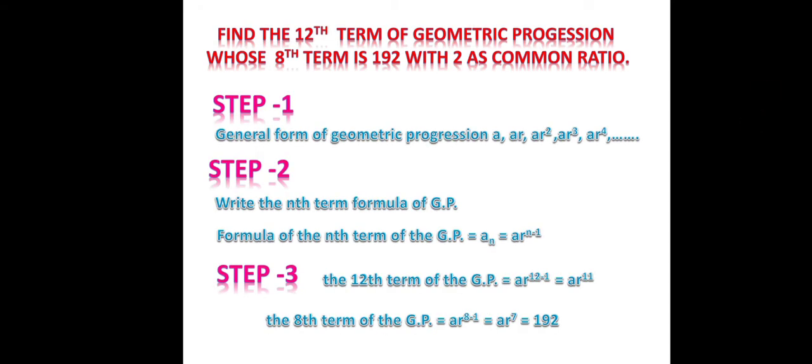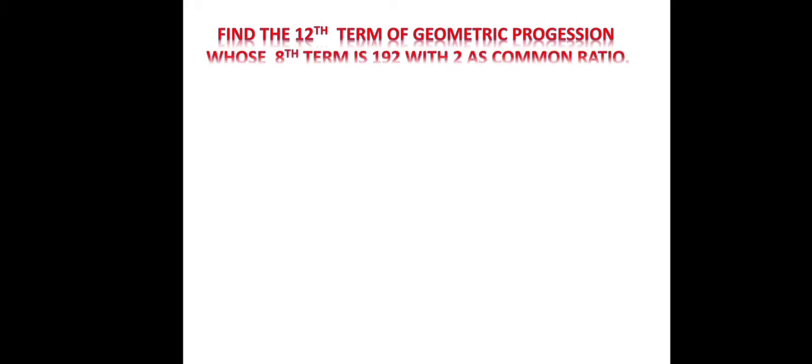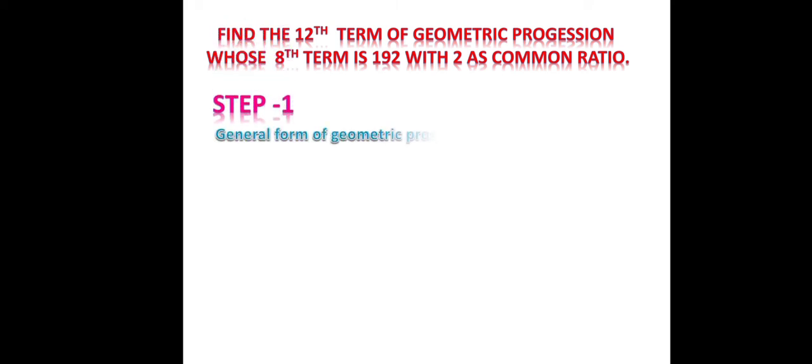So students, hope you followed, and we will continue by taking another problem where we need to find the 12th term of the GP when the 8th term is 192 and the common ratio is 2. So here, as earlier, we will consider the general form of the GP: A, AR, AR square, AR cube and so on.